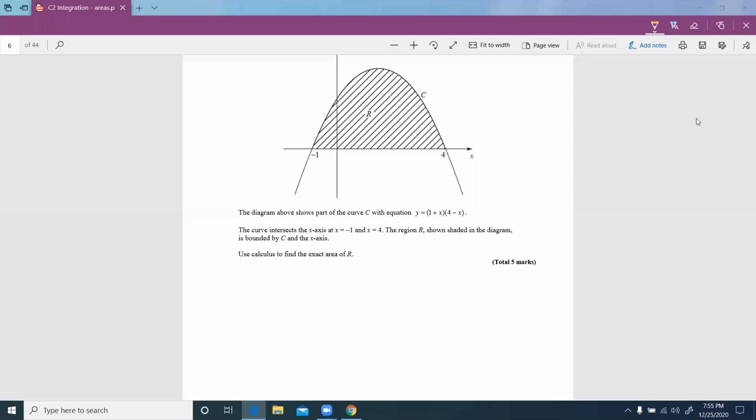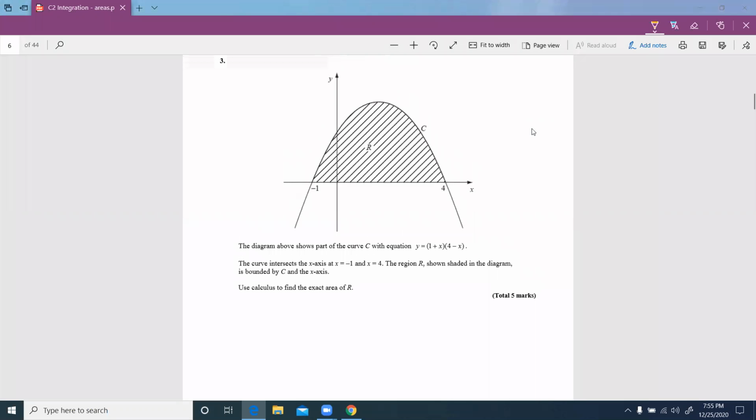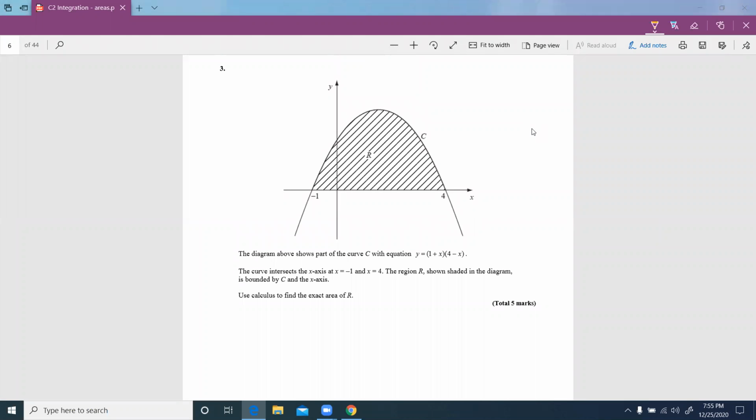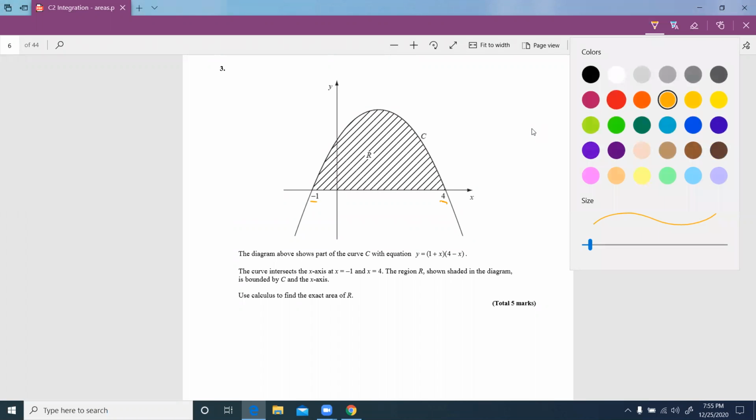Okay, so I'll just copy. If you come up with this question, question number 3: the diagram below is a part of a curve with the equation y equals (1 plus x)(4 minus x). The curve intersects the x-axis at -1 and 4. It's already given over here. This is a pretty simple question. The region R is shown in the shaded region of the diagram. Use calculus to find the exact area. The question is very straightforward.